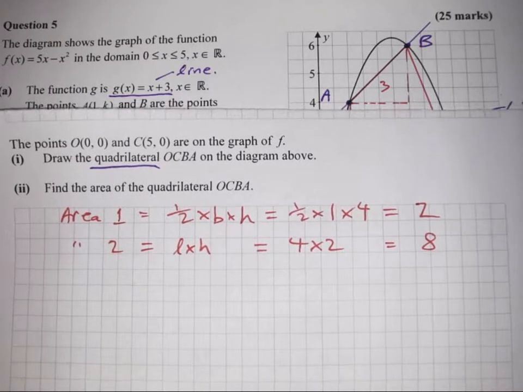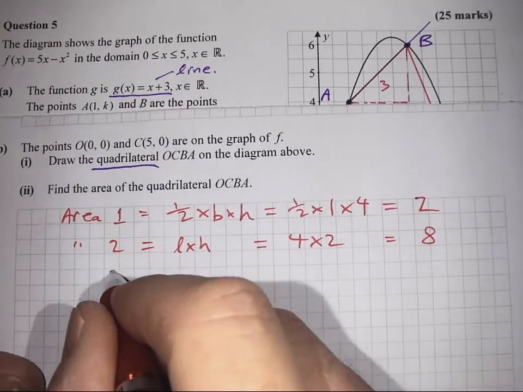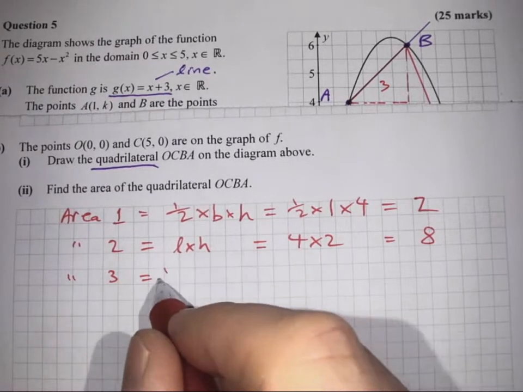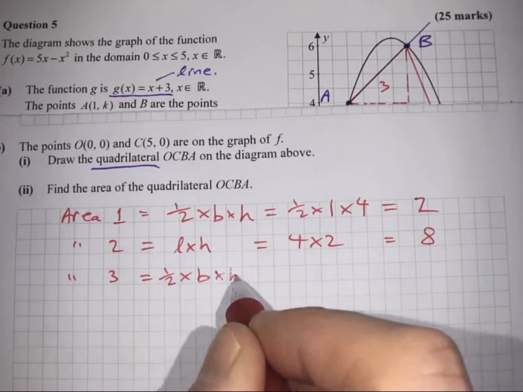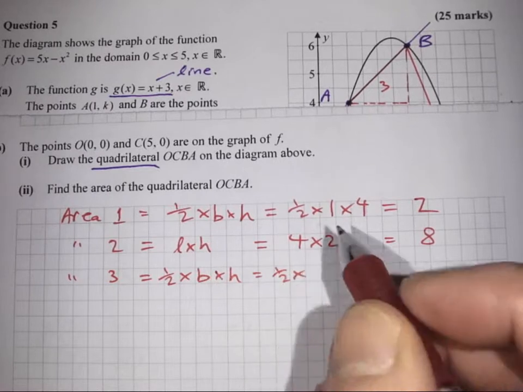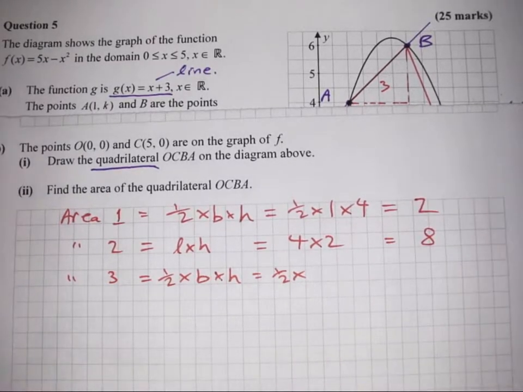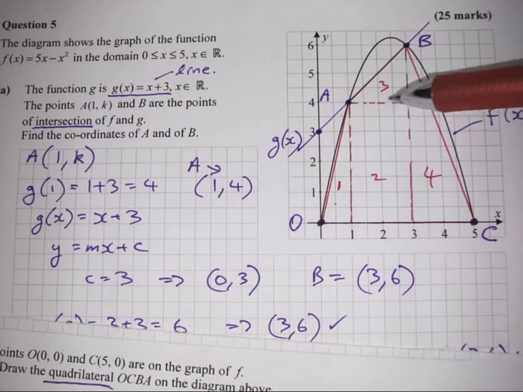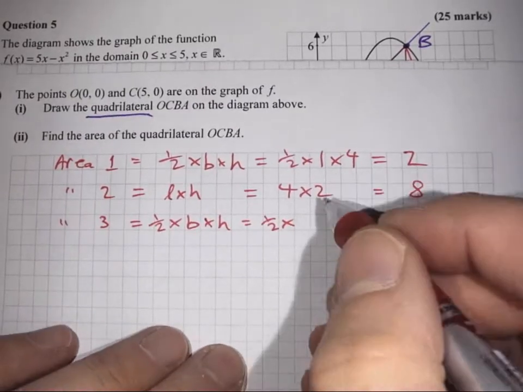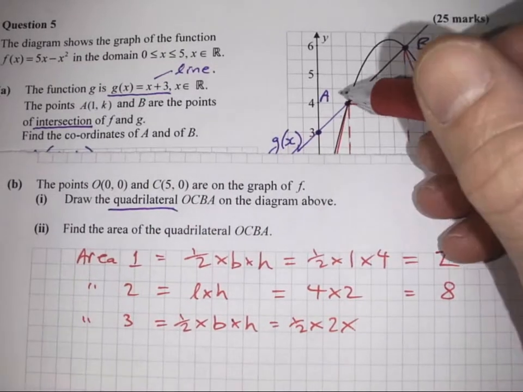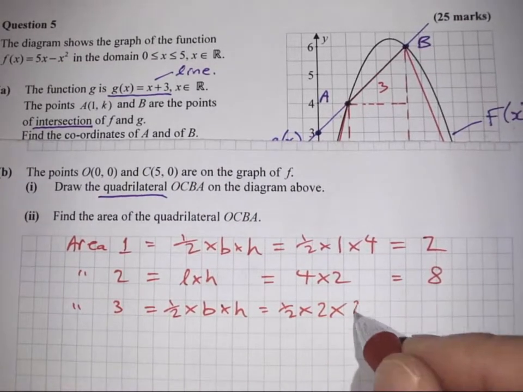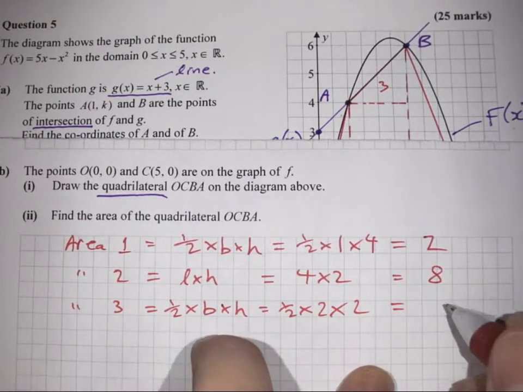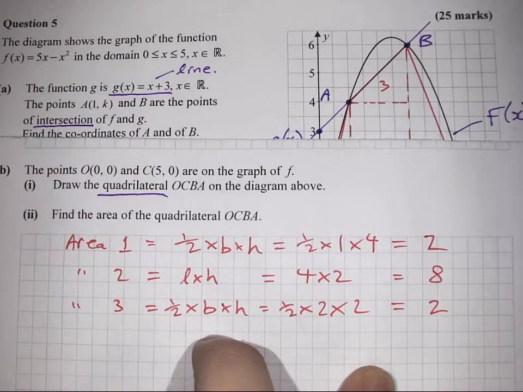Now we're looking at the area of piece 3 in our diagram. That's a triangle again, so half times the base times the height, and we have a half multiplied by the base there. You can see it goes from 1 to 3. 3 minus 1 is 2 units for the base, and the height goes from 4 up to 6, so that's also 2 units. So it's really going to be a half multiplied by 4, and that's going to give us 2 units.